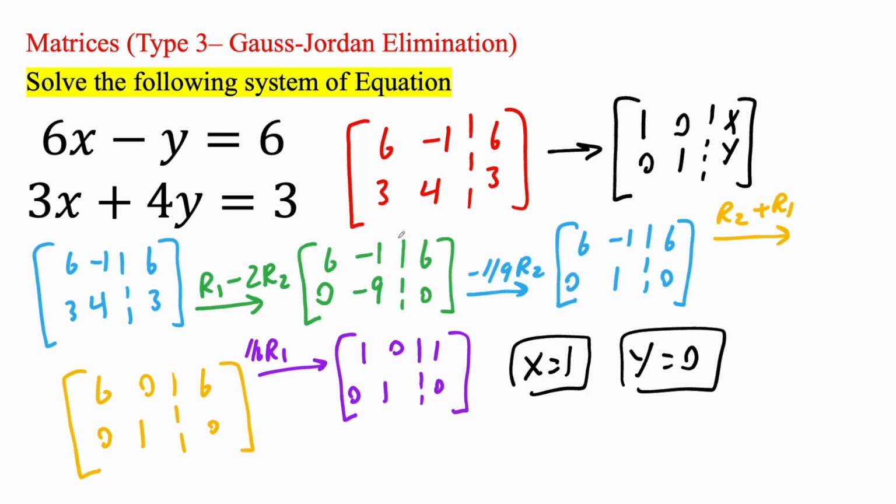Now, it's always a good idea to check. 6 times 1 is 6. Minus 0. 6 minus 0 is 6. That's correct. 3 times 1 is 3. Plus 4 times 0 is 0. 3 plus 0 is 3.